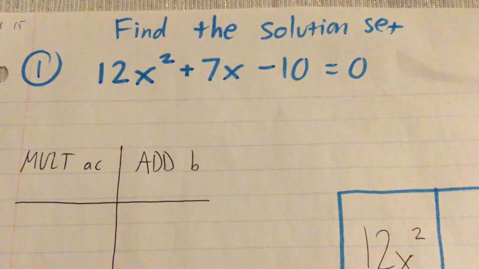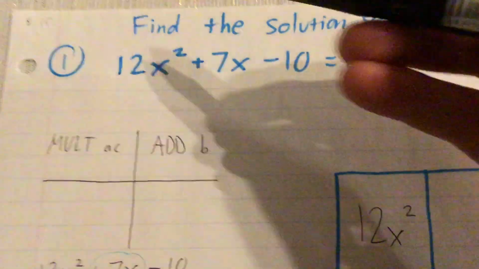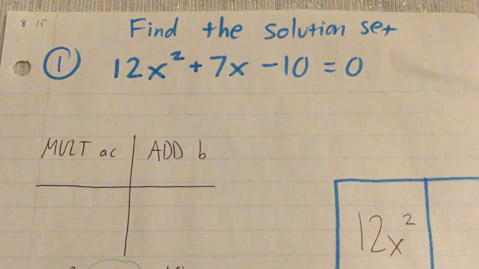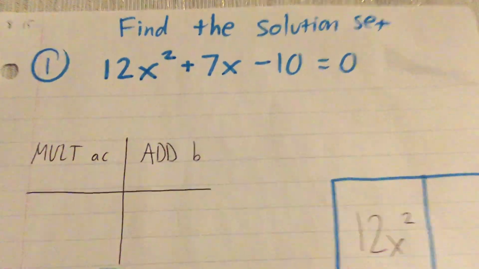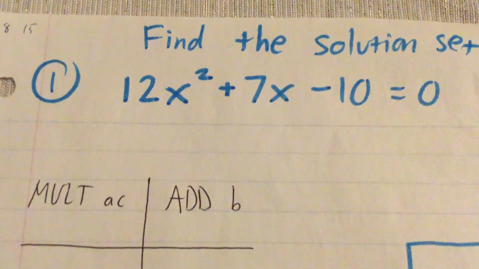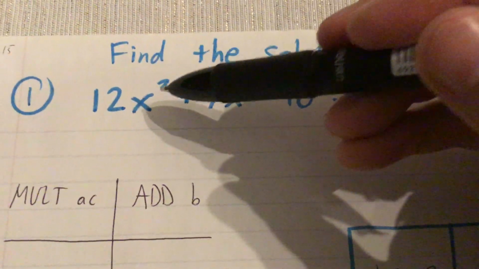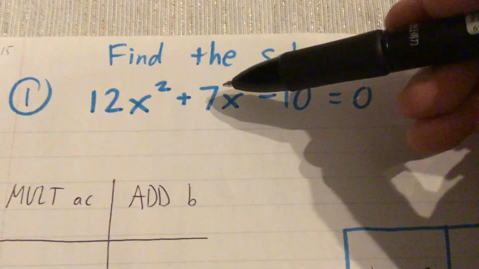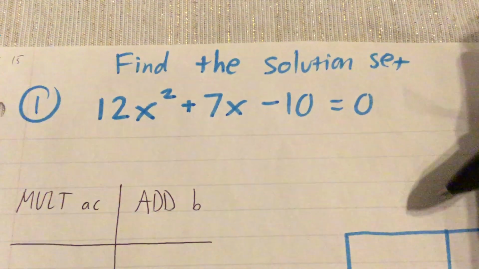Let's do some find the solution set for a quadratic trinomial where a is not equal to 1. We're going to be doing it with positive negative combinations today. So let's take a look at problem number 1. Find the solution set. We've got 12x squared plus 7x minus 10 is equal to 0.